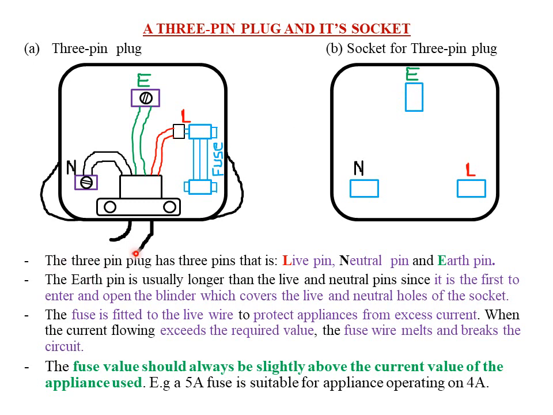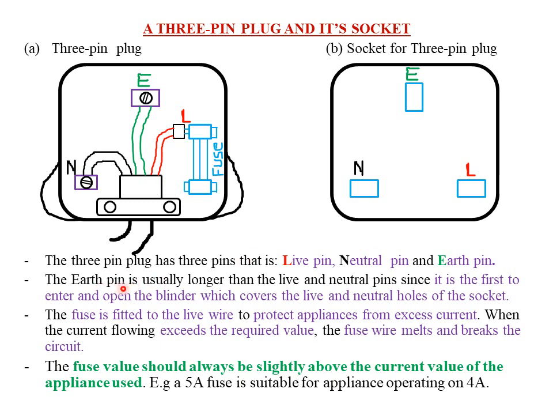So the 3-pin plug has 3 pins. The first one is the live pin, and the live wire is usually red in color. It connects to the live pin. Then we have the neutral pin. This is where we connect the black wire, which is usually the neutral wire. Then we have the earth pin, where we connect the green wire, which is usually the earth wire.